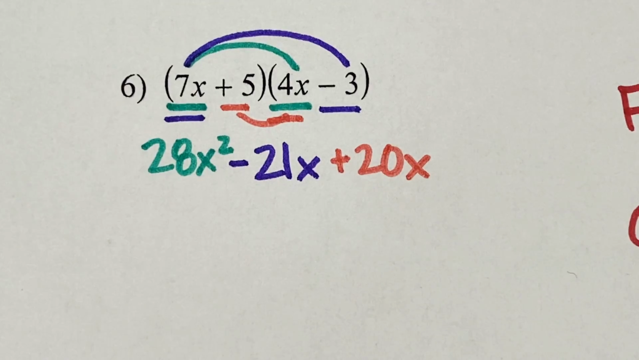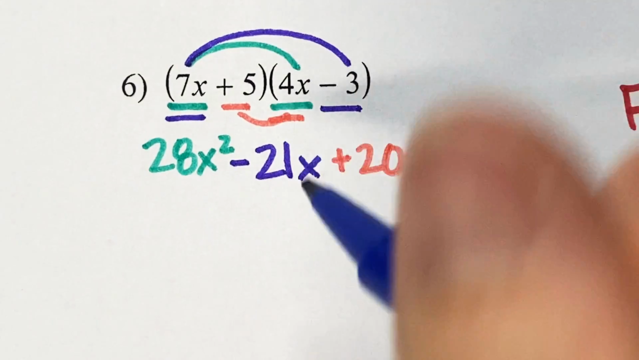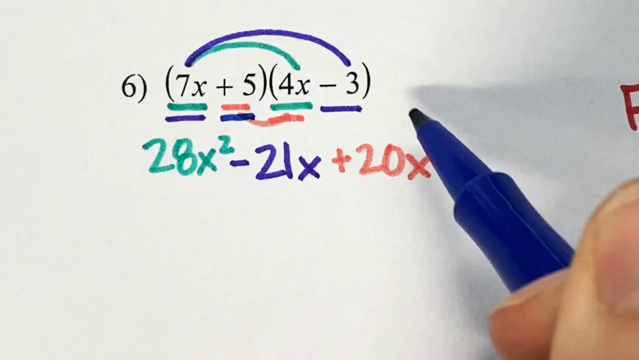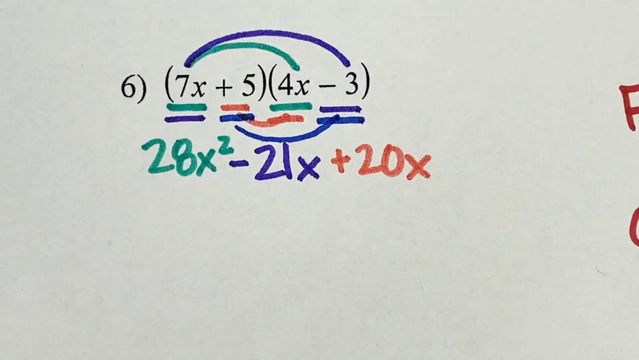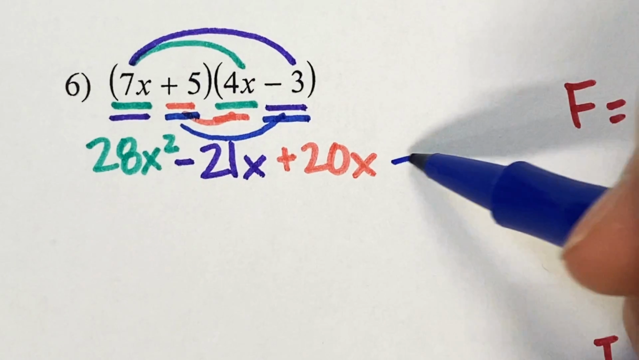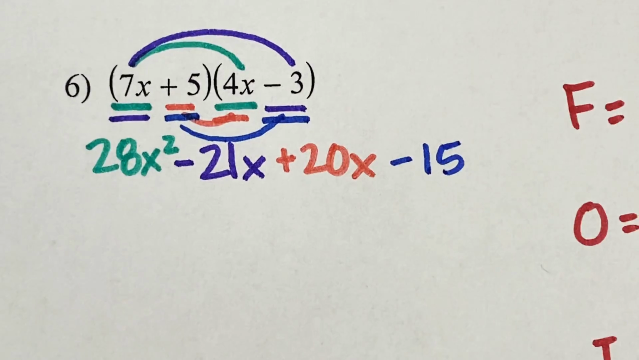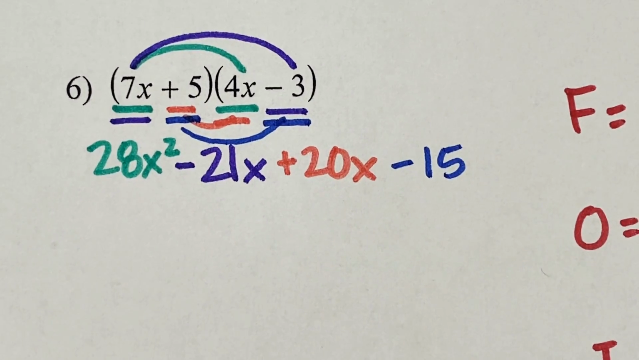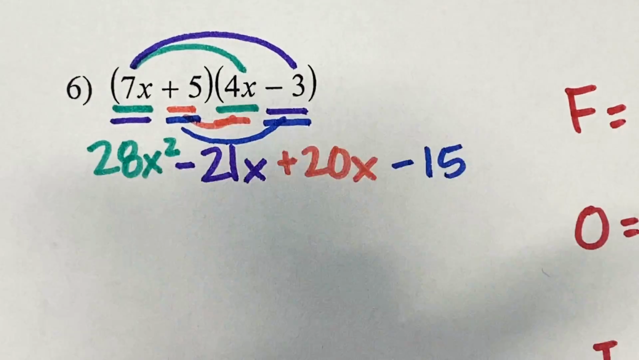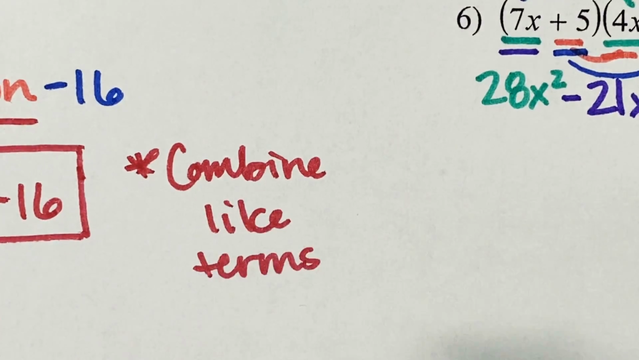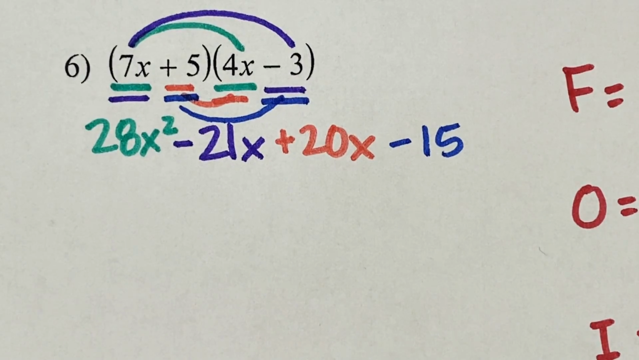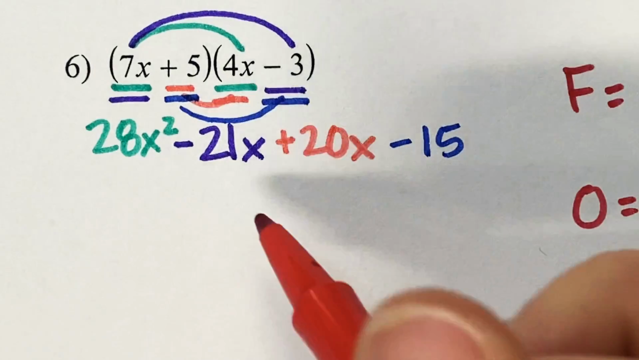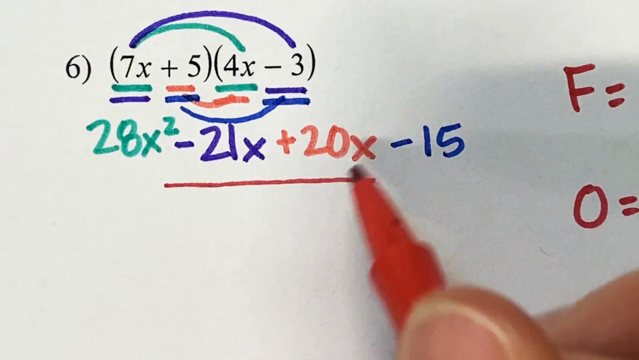And our very last one, our L stands for last. So that is our 5 times our negative 3. So 5 times negative 3, negative 15. Beautiful. We followed FOIL. Now our very last step is to combine like terms. And if you followed FOIL correctly, you know that your like terms will always be those two terms right in the middle, right? They always have just the one variable, 1x.